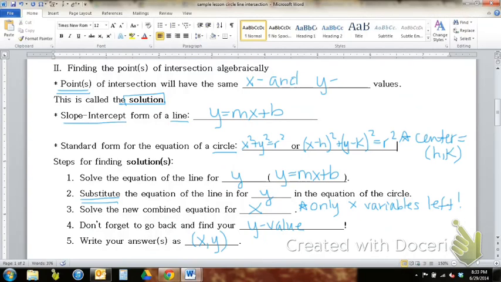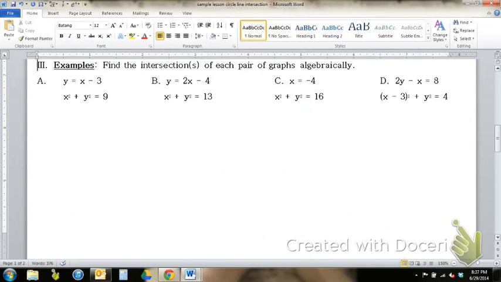Okay, so once you've filled all that in, we're going to move on and get to some examples. Now that we've got all the steps figured out, let's actually try to put this all together. I'm going to start you off a little bit nicely. The first one, you can see the equation of the line is already solved for y. So I'm just going to substitute everything that y equals right in for the y into the second equation.